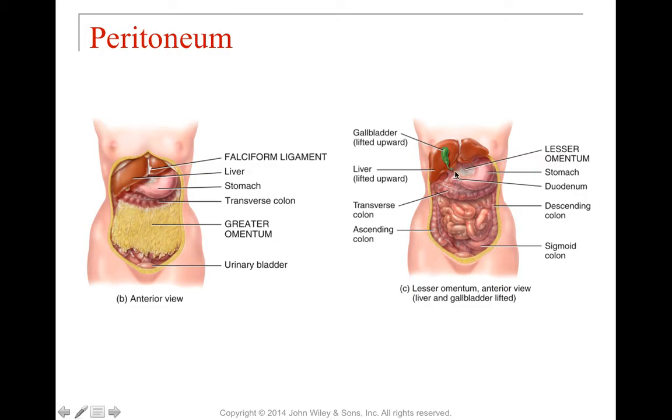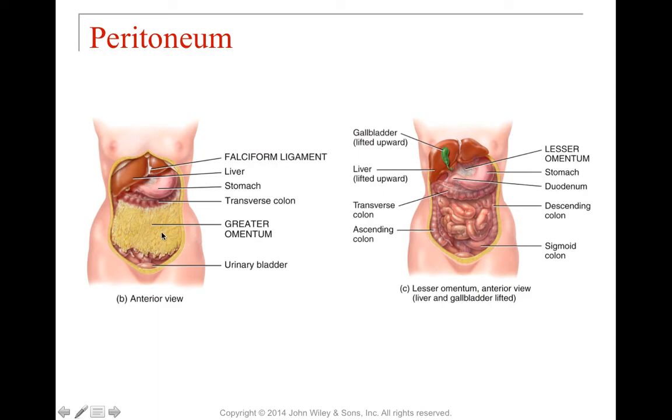Another thing I want to point out here, this little green organ is the gallbladder. It's visualized here as a little nubbin when the liver is down, but when the liver is lifted upward, you can see it. This is an organ that's going to store the bile that the liver produces. So it's another accessory organ of the GI tract that's going to secrete the bile that the liver produces, when necessary, into the duodenum of the small intestines.